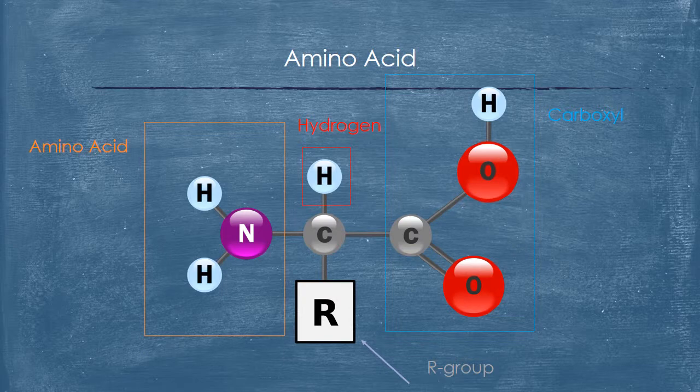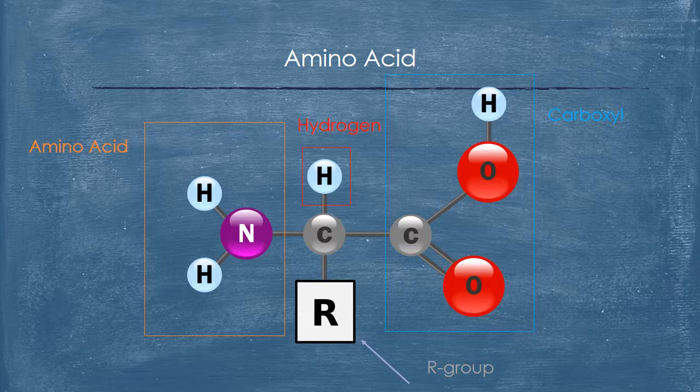So here we have a picture of an amino acid, and we can see on the left side of the amino acid where we have a nitrogen and two hydrogen atoms. That part of the amino acid is what we call the amino group, and then the H on top of the carbon in the middle in the red box, that's the hydrogen of the amino acid. And then towards the right of that hydrogen, where we have two oxygen atoms and a carbon and a hydrogen atom, that's what we call the carboxyl group of the amino acid.